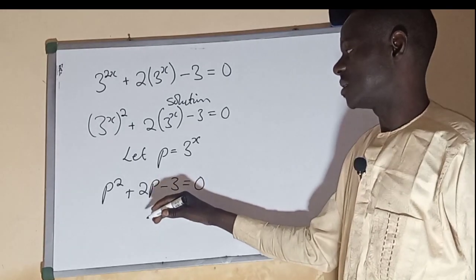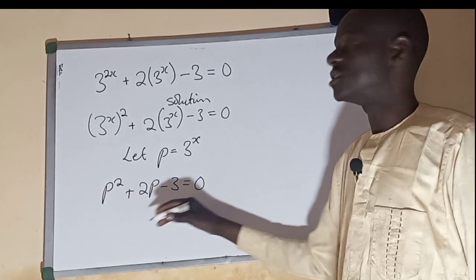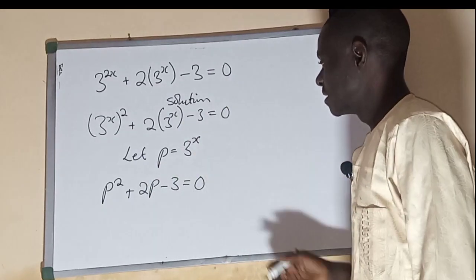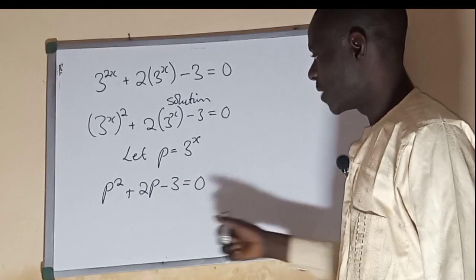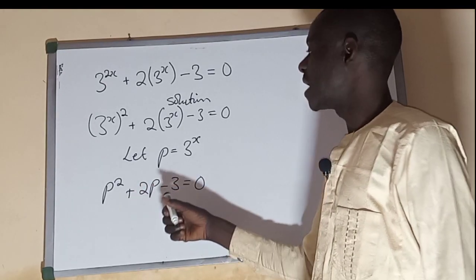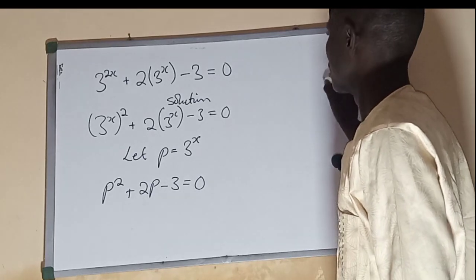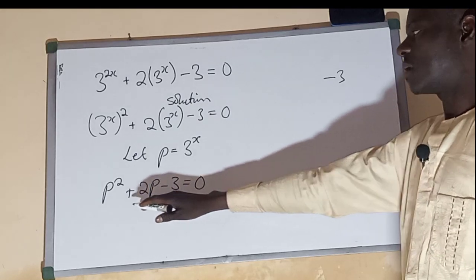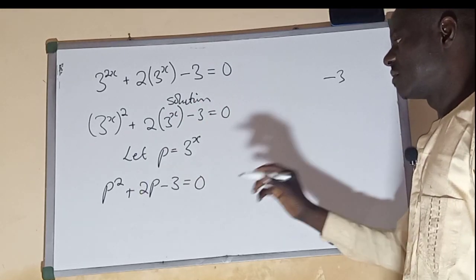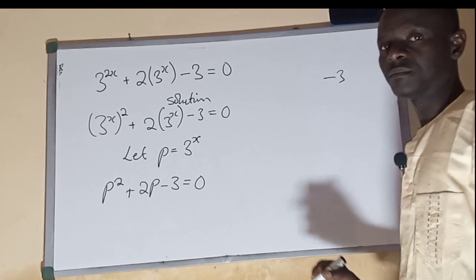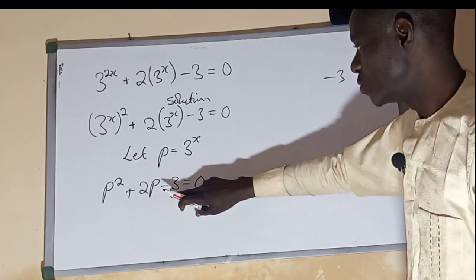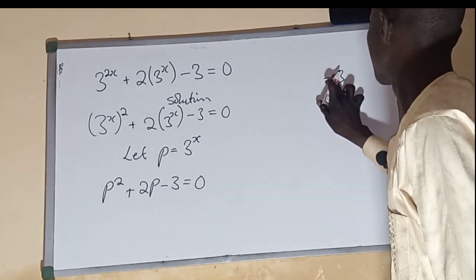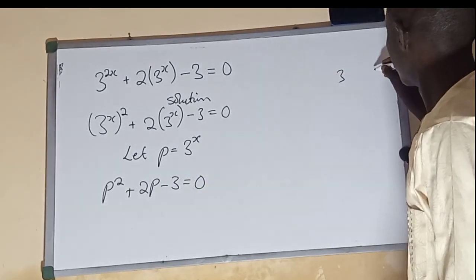When you look at this equation, you can see that it has now been changed to a quadratic equation in phi. So since we have a quadratic equation, we have to factorize it, because it can easily be factorized. To factorize, we look at the coefficient of phi and our constant. Our constant is minus 3 and our coefficient of phi is 2. Now, we have to look at the factors of 3. What are the factors of 3? We have 3 and 1.